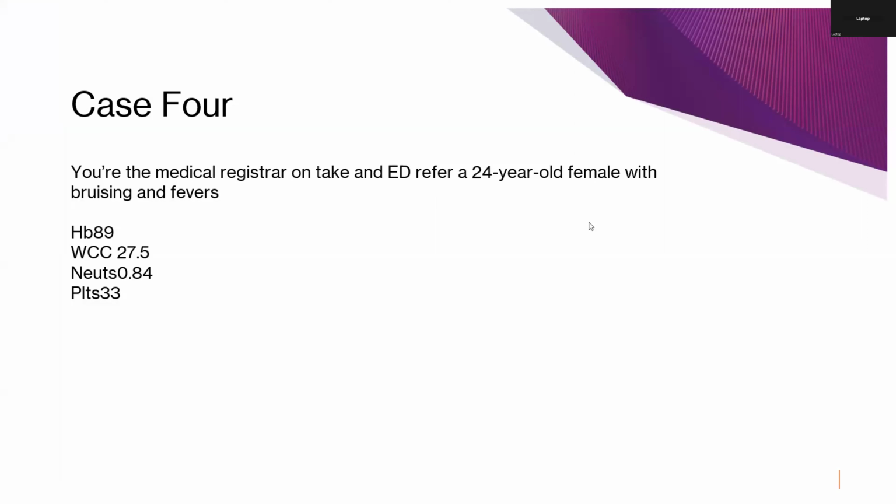Case 4. So you are the medical registrar on take, and ED refer a 24-year-old female with bruising and fevers. So those are the FBE indices. Does anyone, and this could be a few things. So there's no definite right answer to this set of parameters, but does anyone want to throw out a few things that they would be worried about or concerned about for this case?